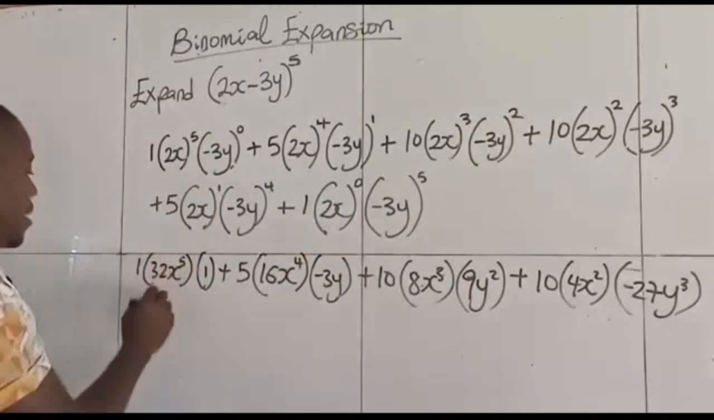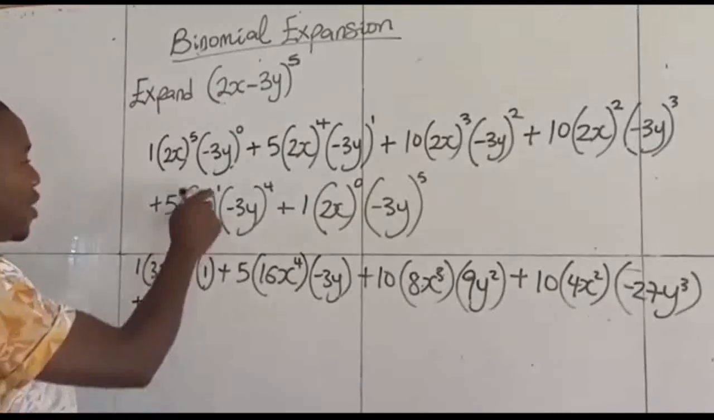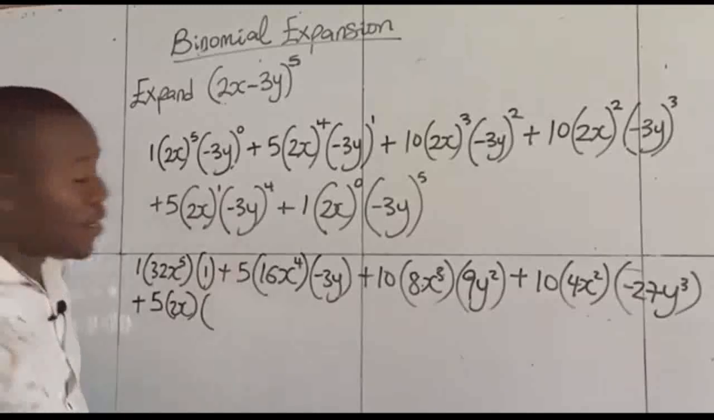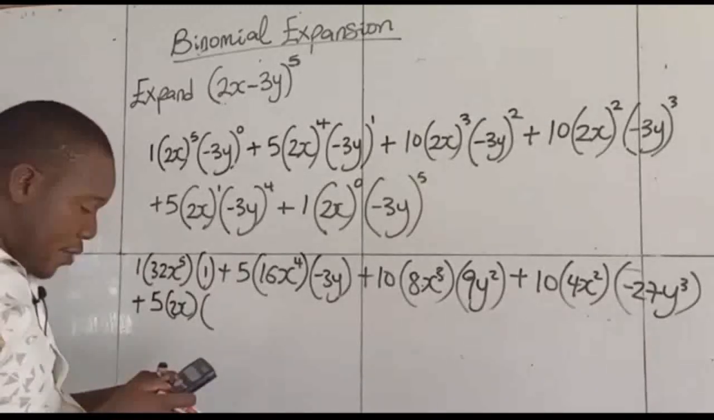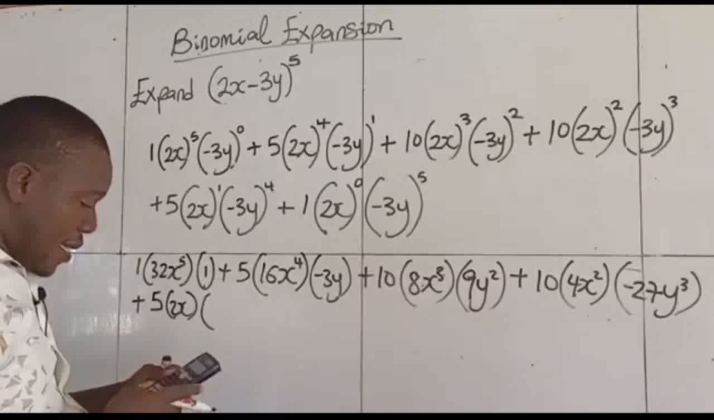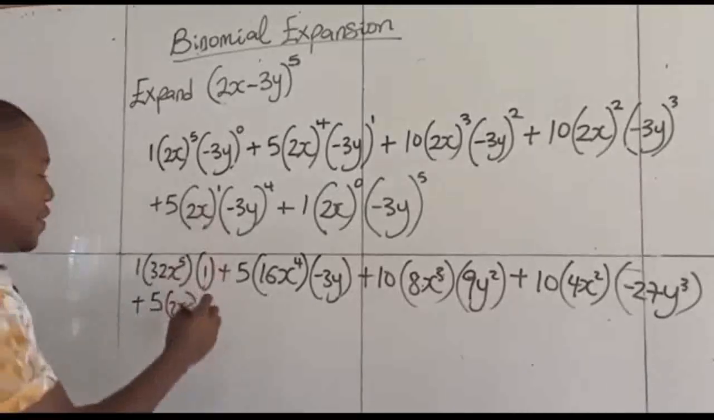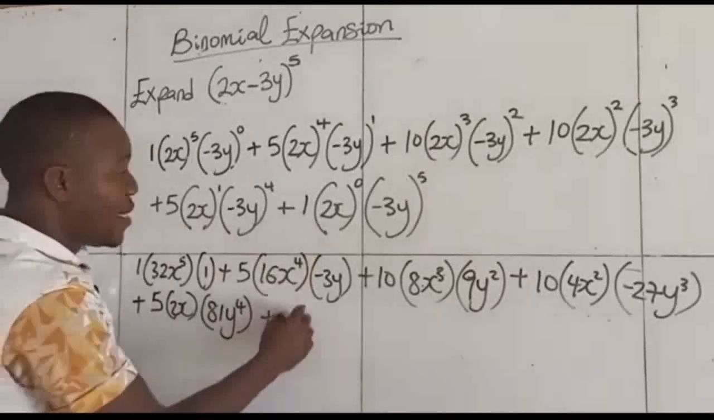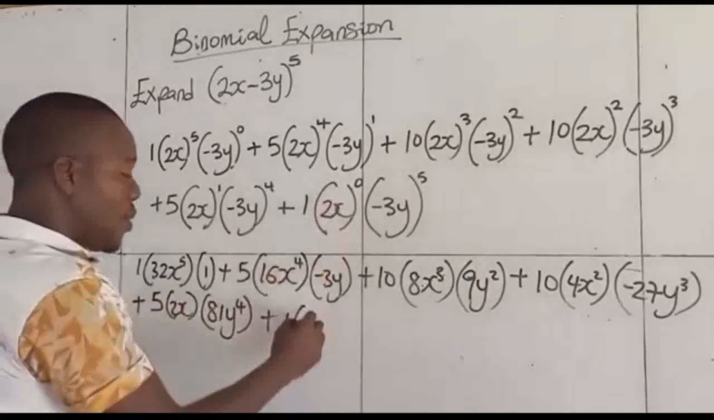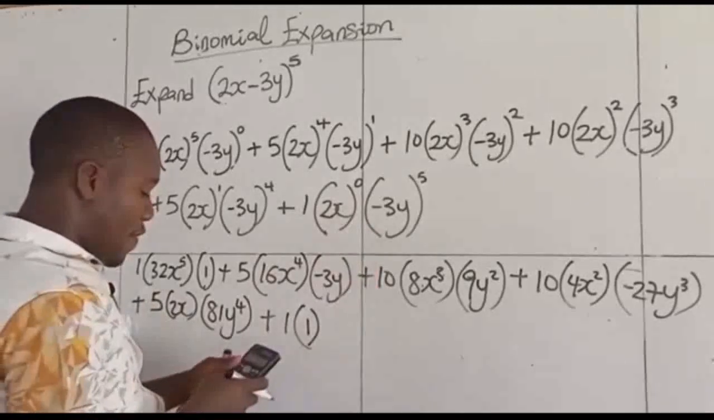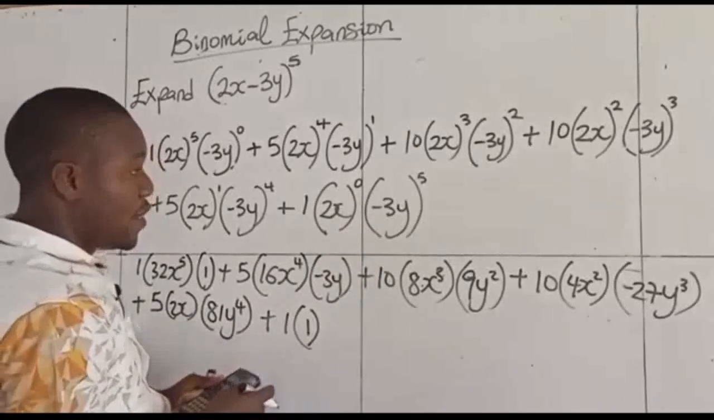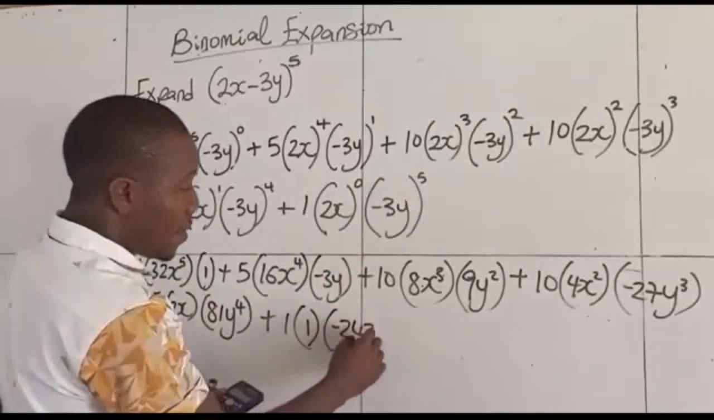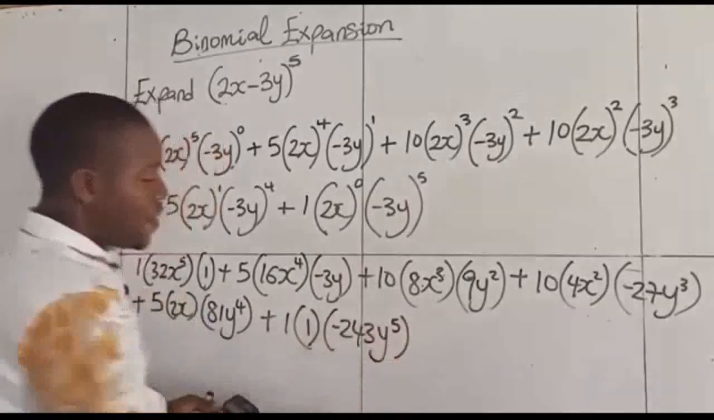Plus 5, 2x to the power of 1 is 2x. Then minus 3y to the power of 4. 3 to the power of 4 is 81, I think. Yeah, 81. So we have 81y to the power of 4. Then plus, finally, 1. Any number raised to the power of 0 is 1. And then 3 to the power of 5 is 243. So minus, odd power, so minus 243. And then y to the power of 5. So this is where we are now.